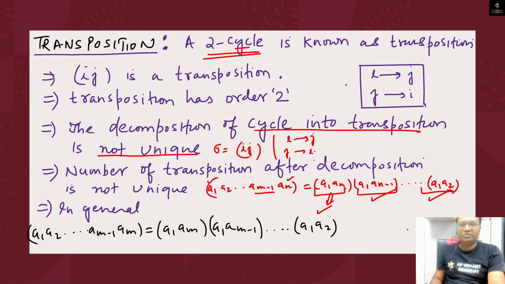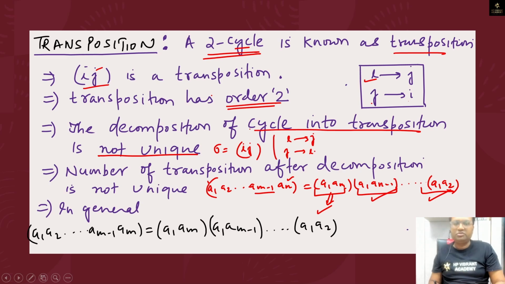ओके, so the point here is that (i j) is a transposition. So two cycle is known as transposition. (i j) is a transposition. This means transposition sends i to j and j to i. ट्रांसपोजिशन का ऑर्डर क्या है, 2 है. डिकम्पोजिशन ऑफ ए साइकिल इनटू ट्रांसपोजिशन इज नॉट यूनिक, मतलब जो डिकम्पोजिशन हो रहा है कोई यूनिक नहीं है. ओके, नंबर ऑफ ट्रांसपोजिशन आफ्टर डिकम्पोजिशन दैट वी आर गेटिंग इज ऑल्सो नॉट यूनिक. ओके, so this is all about the properties of the permutation. Thank you.